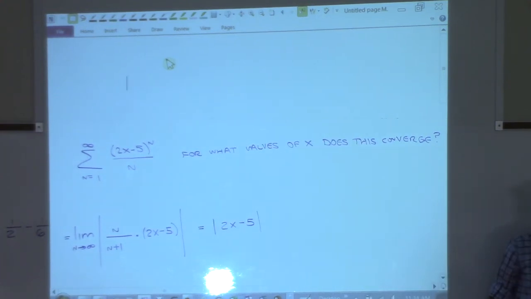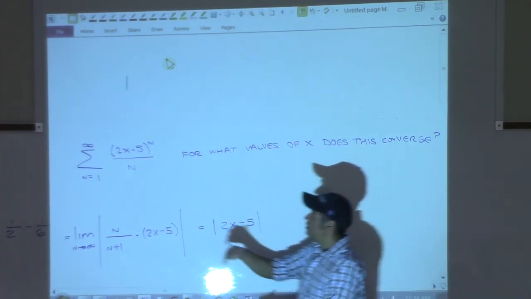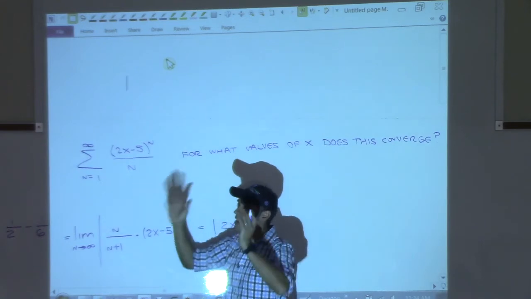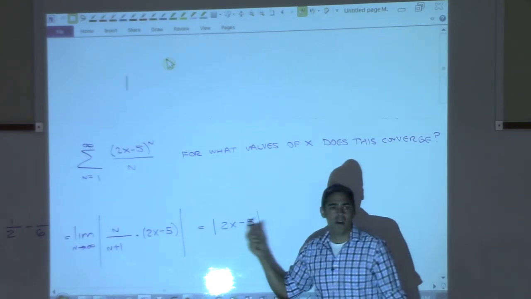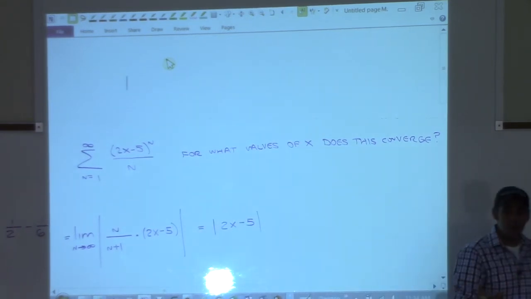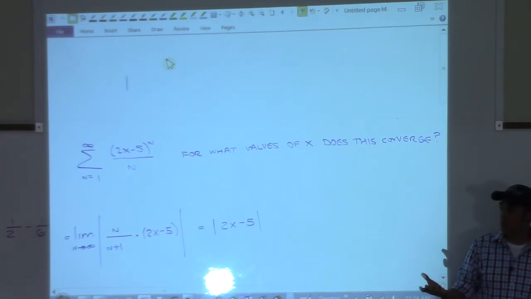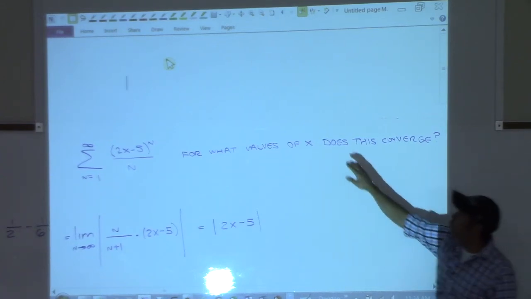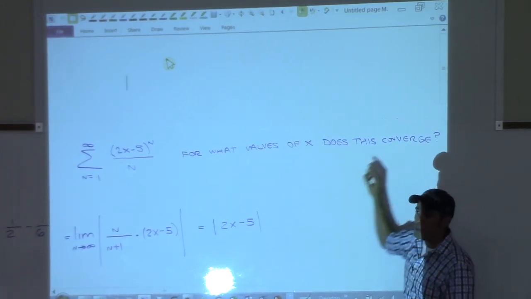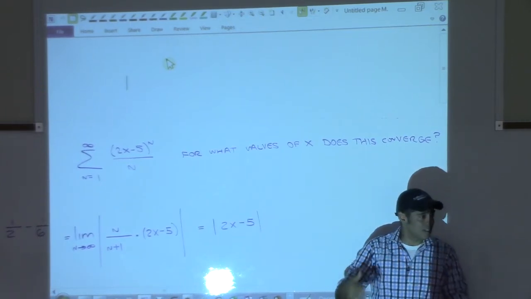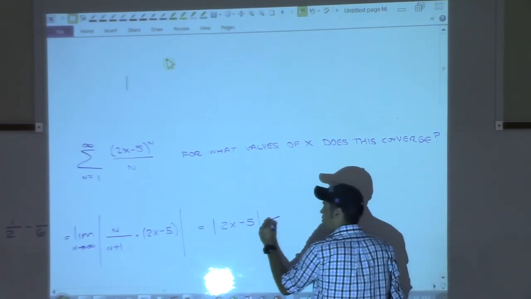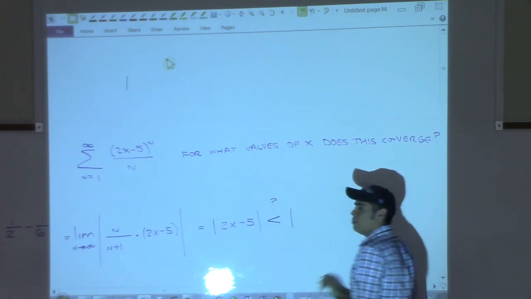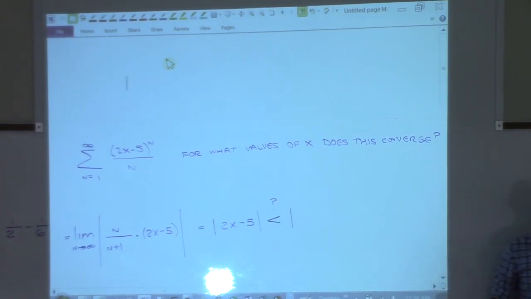So the ratio test says if we take the ratio of a sub n plus 1 over a sub n, take the absolute value, this is what we get. The ratio test will only give you convergence when what? When that is less than 1, right? So we're trying to figure out when does this thing converge. That means we need the ratio test to give us an answer that's less than 1. So my question now is, when is that less than 1? Whenever that's less than 1 is when I'm going to have convergence, right?